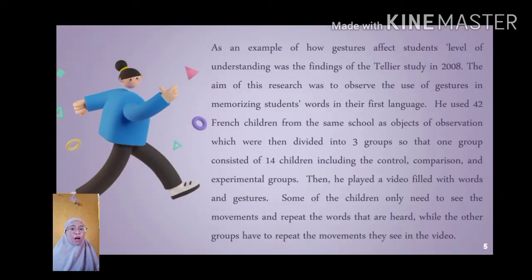An example of how gestures affect students' level of understanding was the finding of the Taylor study in 2008. The aim of this research was to observe the use of gestures in memorizing students' words in their first language. He used 42 French children from the same school as the object of observation, which were then divided into 3 groups, so that one group consists of 14 children, including the control, comparison, and experimental groups.